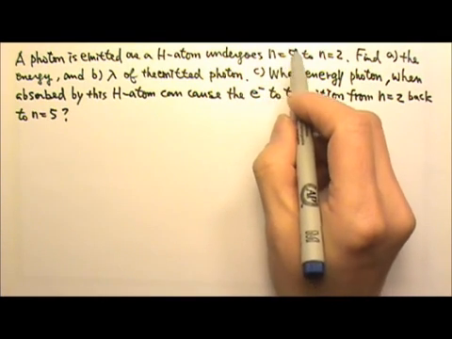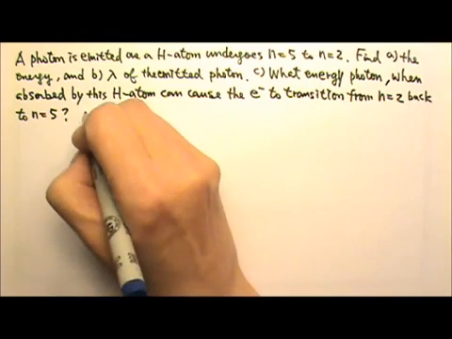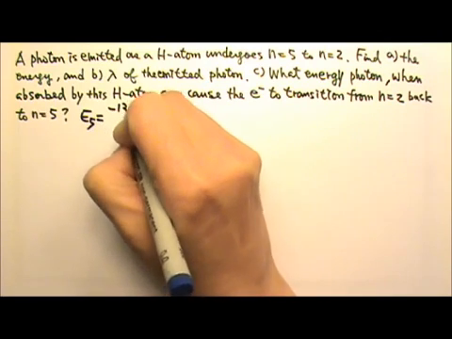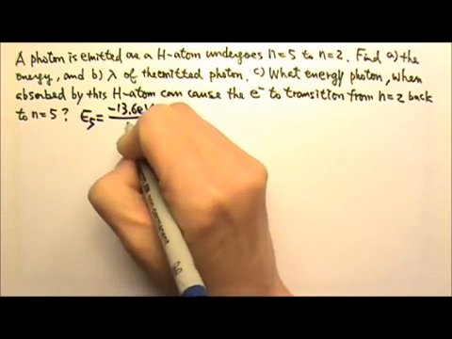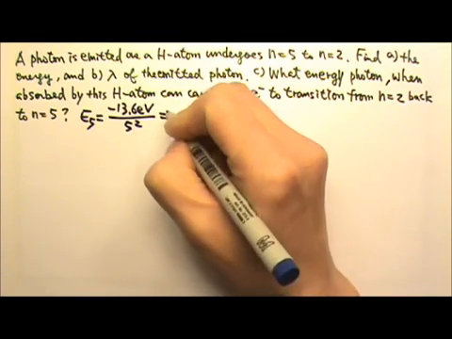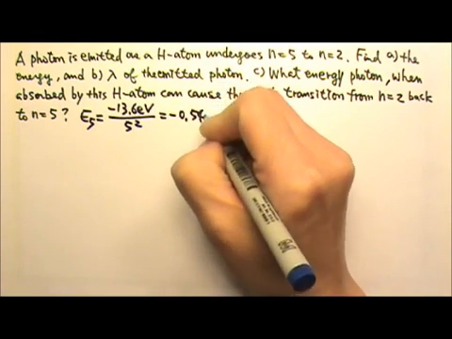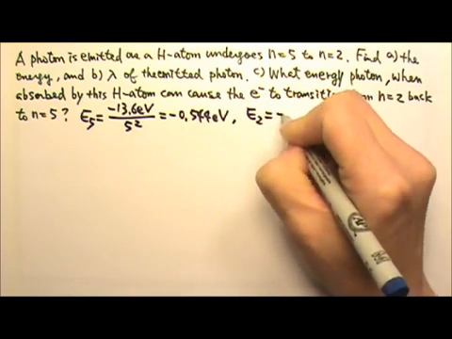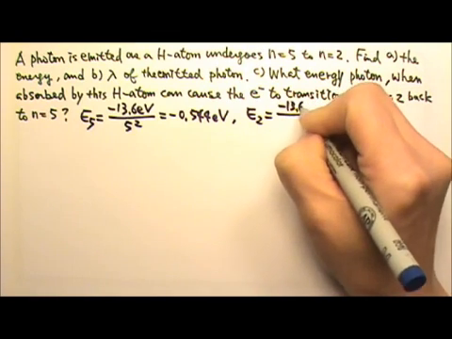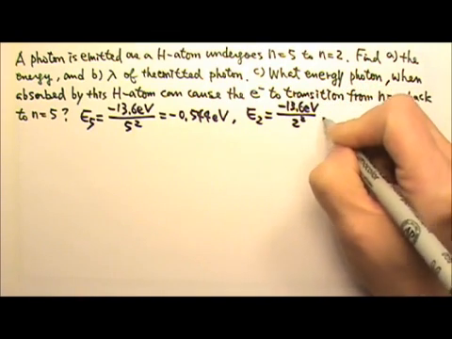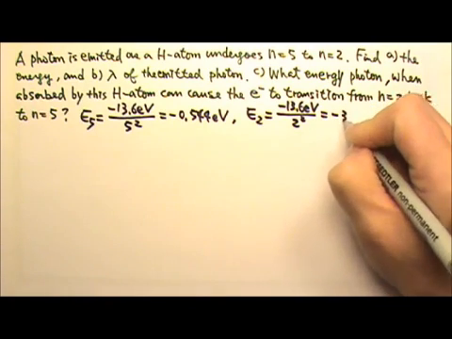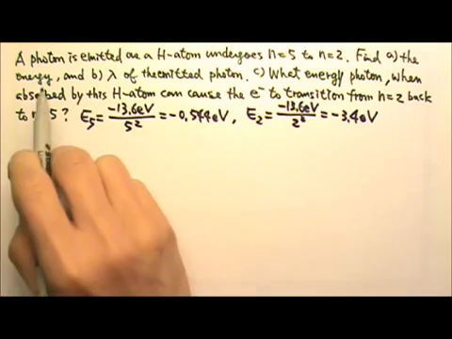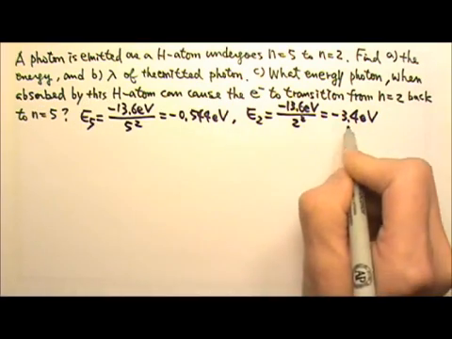The transition happens between n equals 5 and n equals 2, so we can find the energy at the n equals 5, that's negative 13.6 eV divided by 5 squared, and this one gives us negative 0.544 eV. At n equals 2 state, the energy is negative 13.6 eV over 2 squared, and this gives me negative 3.4 eV. To cause the transition, the photon involved has energy that's the difference between the two.